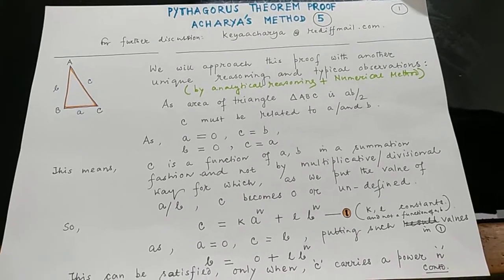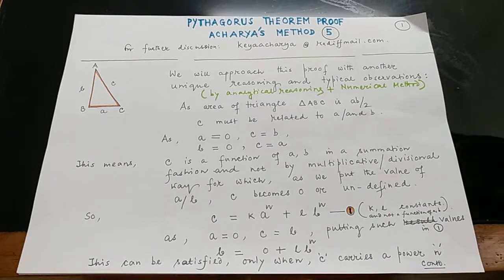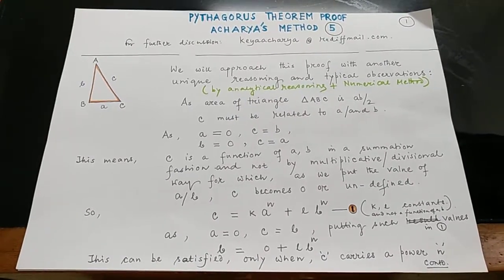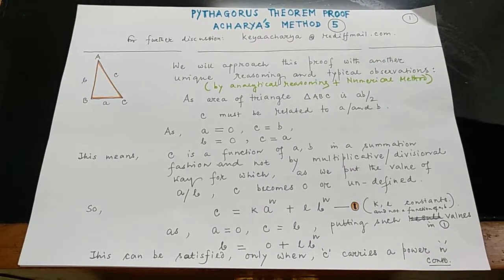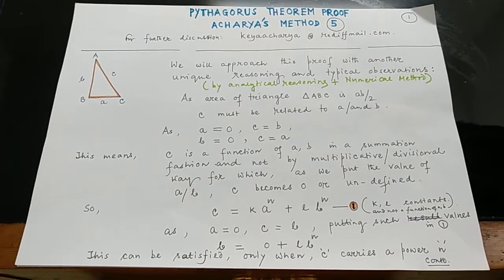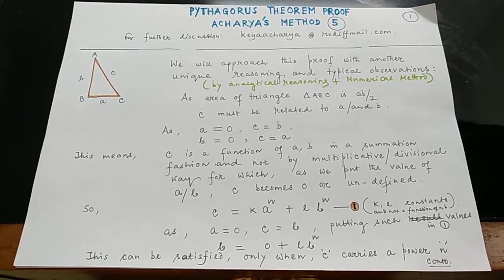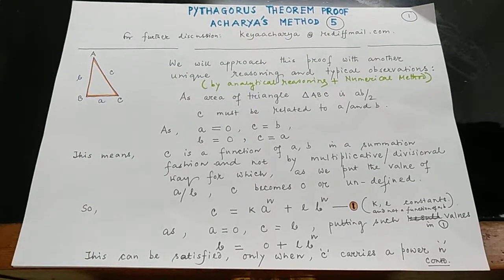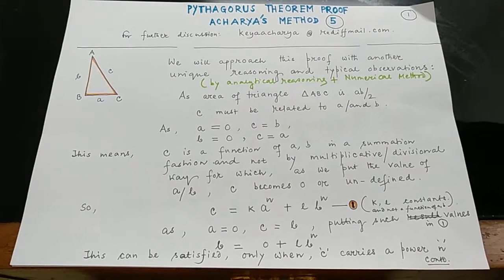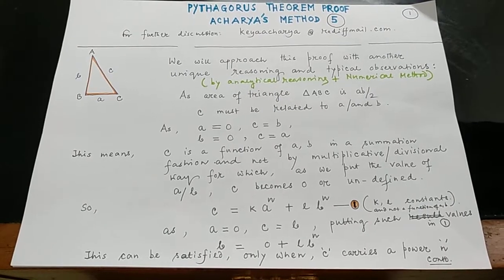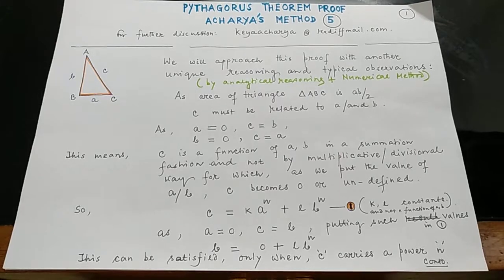So let us think of a function of c. Function of c will try to guess from analytical reasoning, because as usual the area of triangle ABC is ab by 2, so there is no c, so c must be a function of a and b, c must be related to a and b.